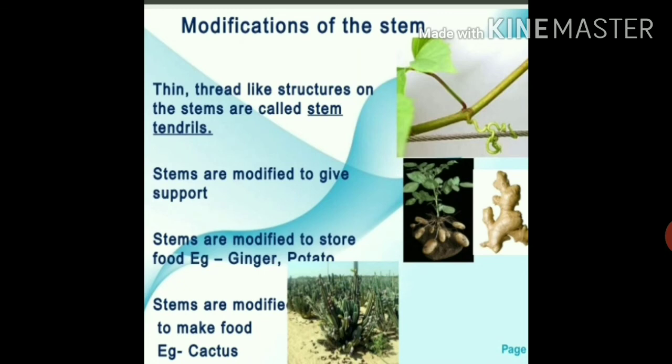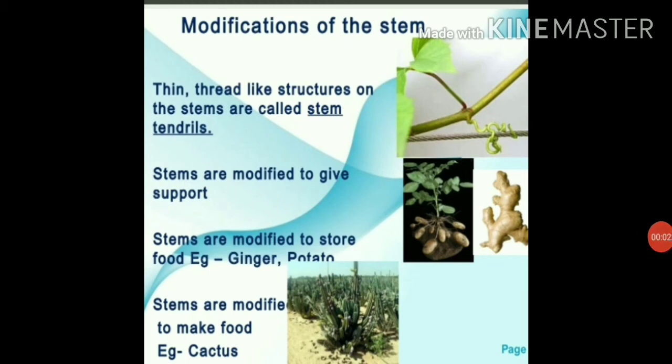And these underground stems are examples of modified stem. And why are they modified stems? Because they store food. So I hope the storage of food is clear to you. So next we have some modified stems can make food. Plants like cactus and prickly pear can perform all the functions of a leaf by their modified stems. So it means that stems are modified to make food.